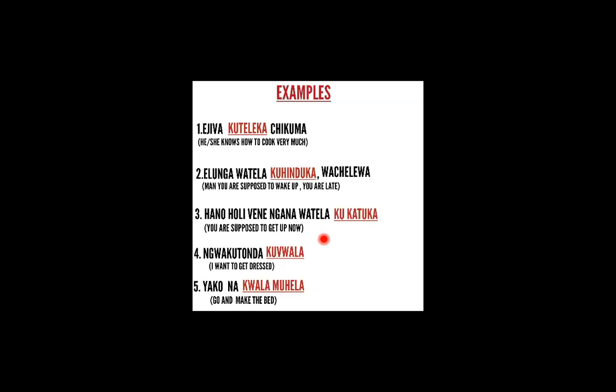So in most cases, na means and. Ngunakula shima na ishi. I'm eating shima and fish. So our example number 5 says, kuala muhela.